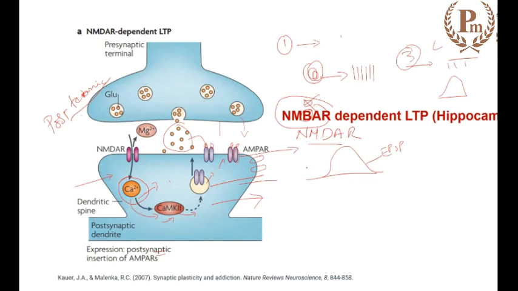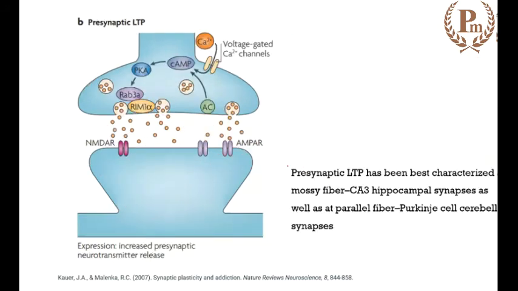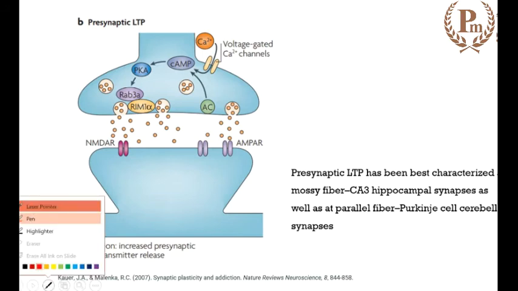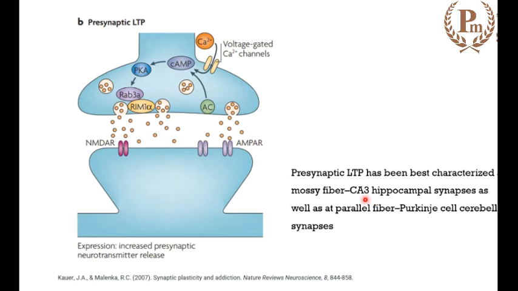Okay, then we'll continue. We have understood about presynaptic inhibition and presynaptic facilitation. Presynaptic long-term potentiation has been best characterized in mossy fibers, in CA3 hippocampal synapses, as well as in parallel fiber and Purkinje cell cerebellar synapses. So where do I find such arrangements? These are the places you can see them. You can find them in CA3 hippocampal fibers, which are the best studied, mossy fibers, or in cerebellar synapses.